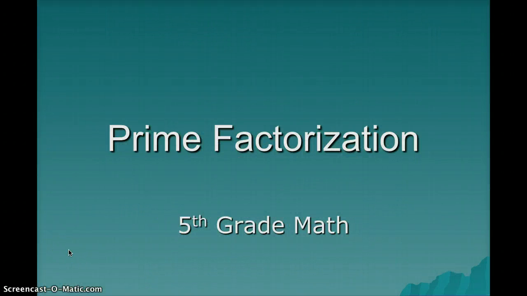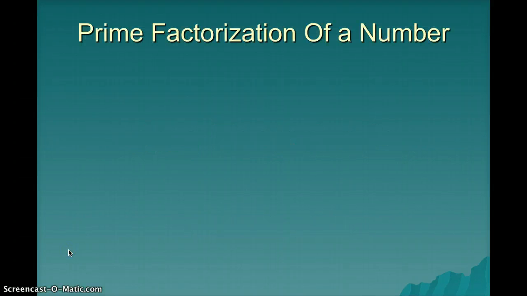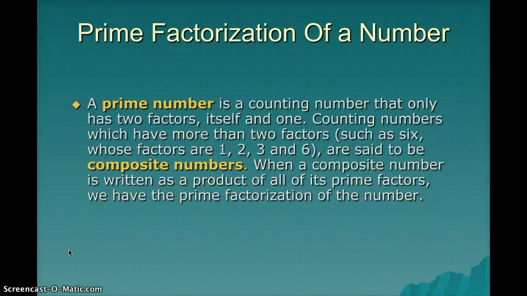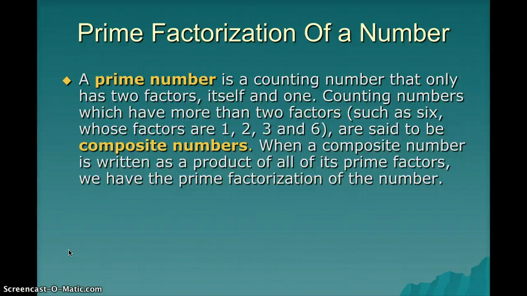Let's look at prime factorization. When we look at prime factorization, we need to review prime and composite numbers. So remember, a prime number is a counting number that only has two factors, itself and one. The ones that have more than two factors, such as 6, whose factors are 1, 2, 3, and 6, are said to be composite numbers. So remember, a composite number can be written as a product of all of its prime factors. Then we have prime factorization.